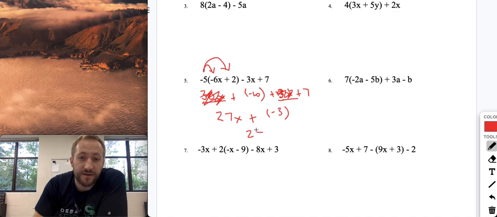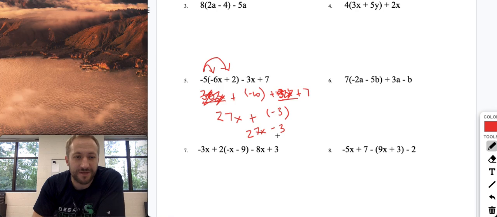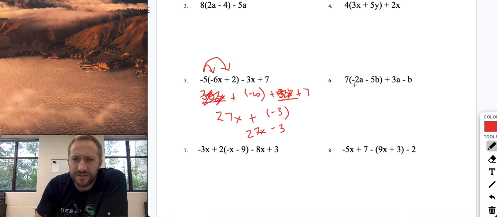Or I could write it 27x minus 3. Either way, same thing. Let's look over here. Again, I have to use the distributive property first. I hope I'm saying that enough because it's so important. I can't go and combine like terms 3a and negative 2a because, again, I have to use that 7 and distribute it first. So distributive property has to be used first.